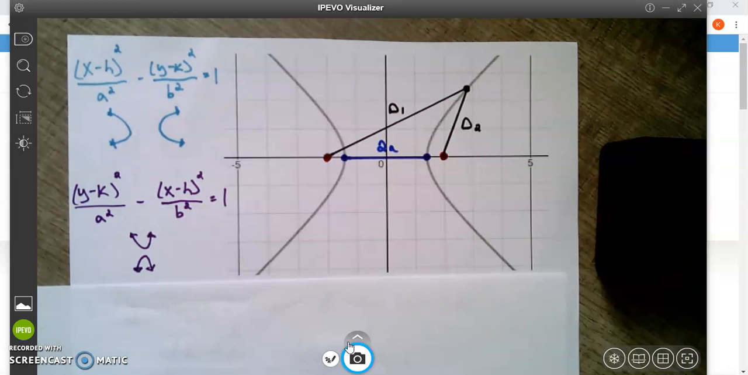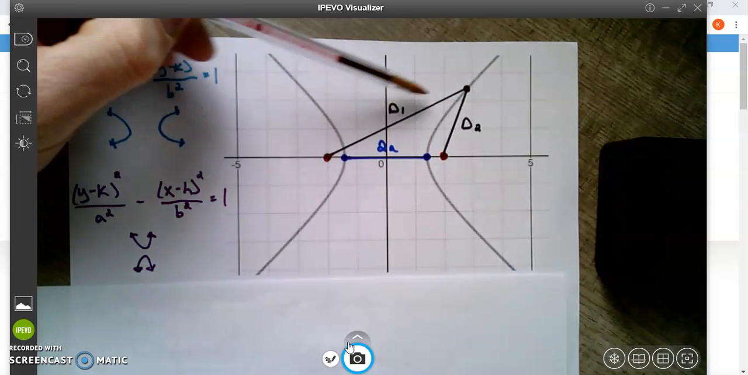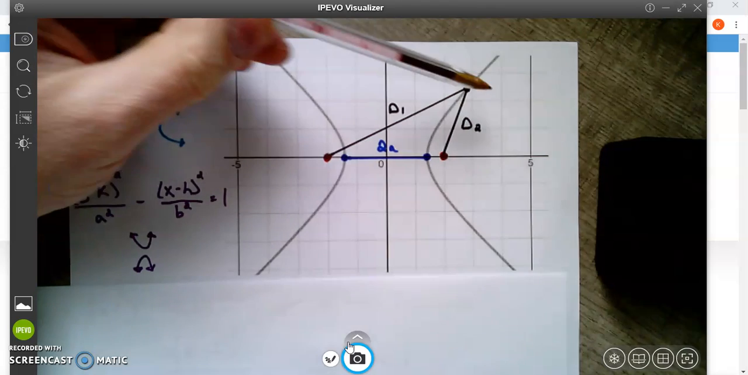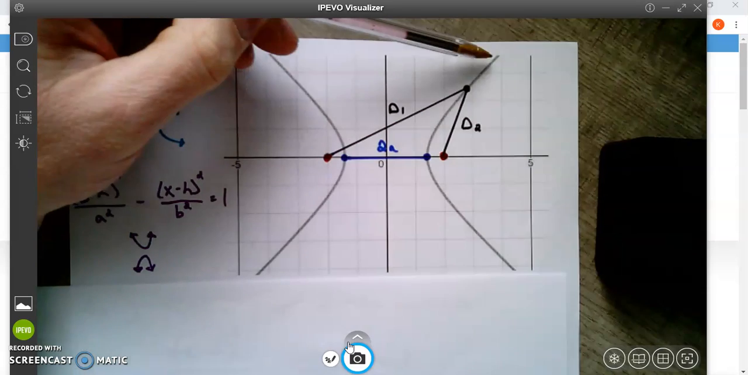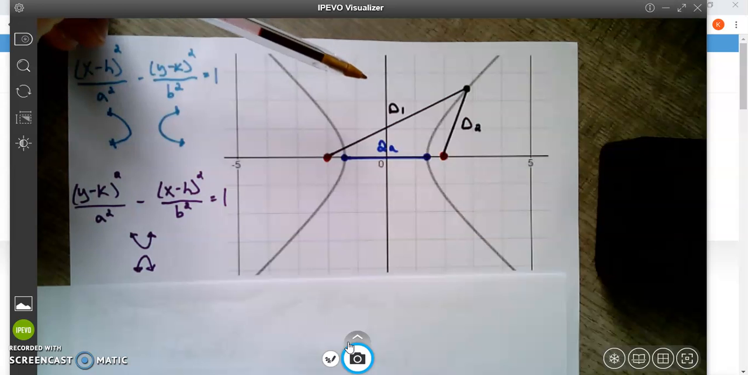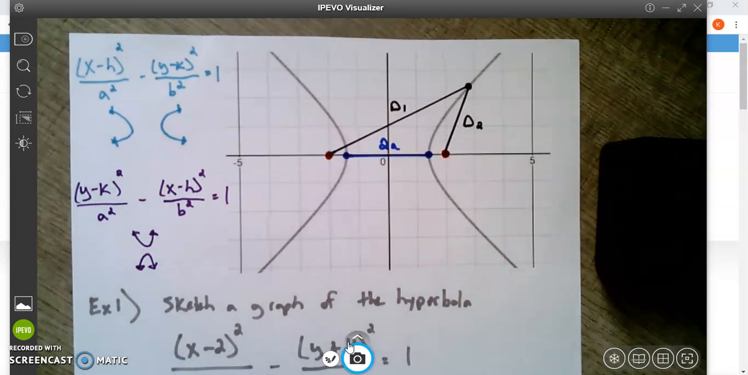Then here's another picture I was showing you, the difference between these distances. If you took d1 and subtracted d2, that's constant. That's going to be the same value always. I could pick any other point I wanted on here. The distance from here to here and from here to here, if you subtracted those, always the same. Okay, so let's try a problem. And that'll be the end of our first note.